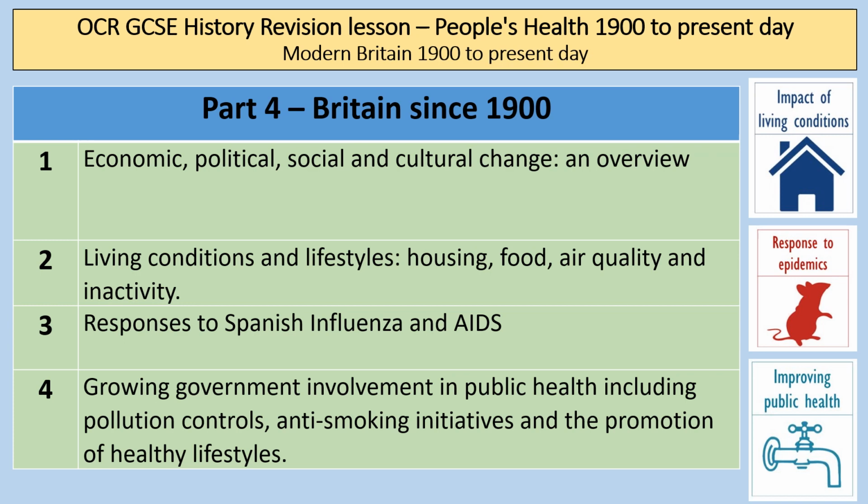So in this video, we're going to talk about the economic, political, social and cultural change in the 20th century and how that might impact on people's health. We're going to look at living conditions and lifestyles, looking at four key areas of housing, food, air quality and inactivity. There's a couple of epidemics for you to know about, responses to Spanish influenza, Spanish flu, and also the AIDS epidemic in the 1980s and 1990s.